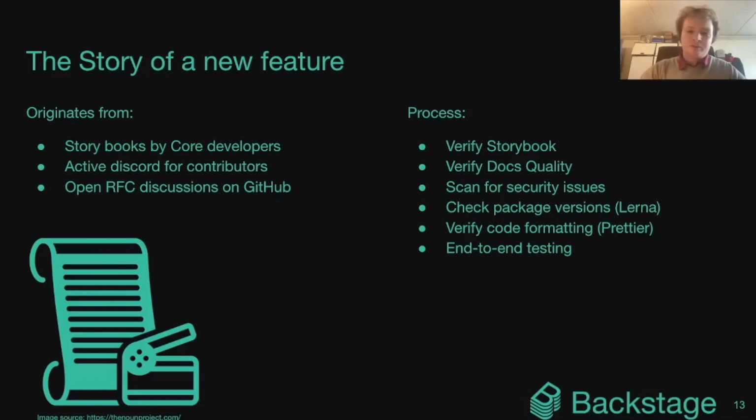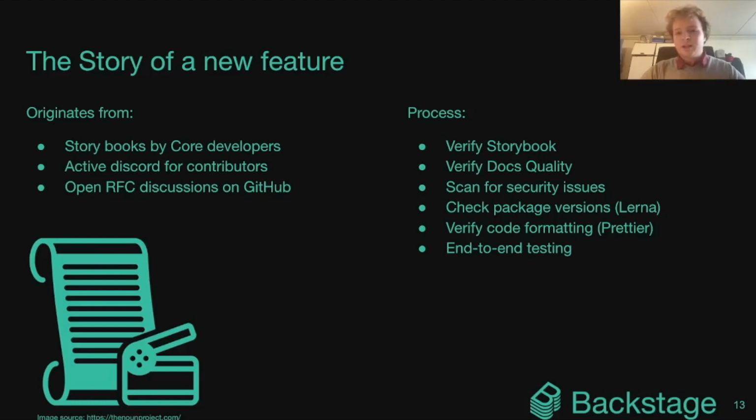Let's say you want to build a feature for Backstage. A feature is not just proposed. No, it really needs to come from a good discussion. The core developers have books, storyboards where stories are made and they can be implemented later. There's an active Discord where proposals can be made, and the earlier mentioned RFCs are also a really good place to start.